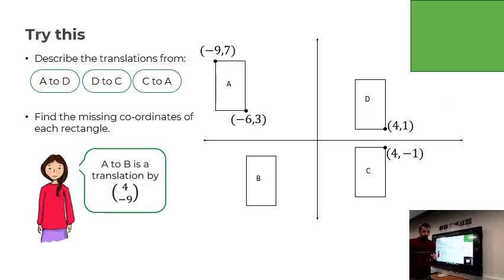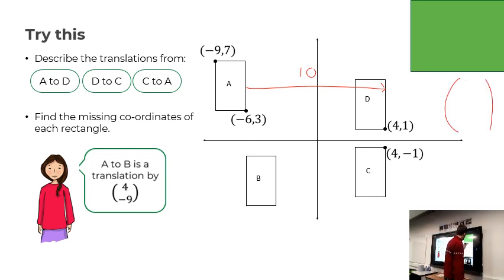Okay, so pause the video and have a go at this task. Okay, so we're trying to describe the translation A to D. So here, this point has moved 10 units to the right. Okay, so I'm going to write it here. Since its first component is the horizontal direction, 10 units to the right, and then what's happened? It's moved 2 units down, so we're going down, it's going to be a negative value. So, negative 2.